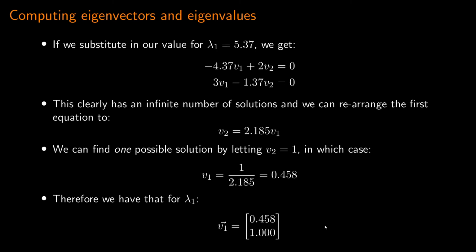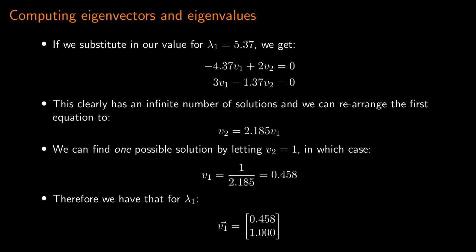If we substitute in our value for lambda 1 equal to 5.37, what we get is minus 4.37 v1 plus 2v2 is equal to 0, 3v1 minus 1.37 v2 is equal to 0. Now clearly this is going to have an infinite number of solutions, but we can actually still solve it. We can rearrange the first equation to give that v2 is equal to 2.185 v1, and we can identify one possible solution simply by letting v2 equal 1, in which case v1 is going to be 1 over 2.185, which is equal to 0.458. And therefore we have that for lambda 1, the eigenvector can be given by 0.458 and 1.